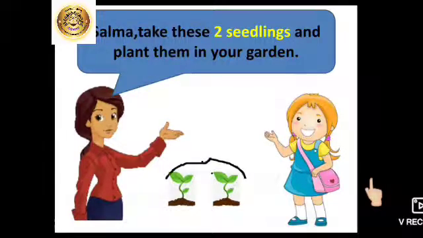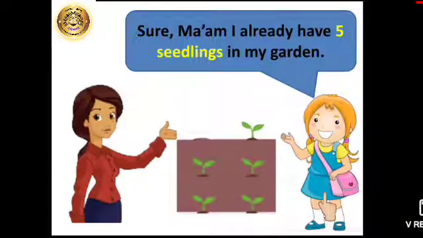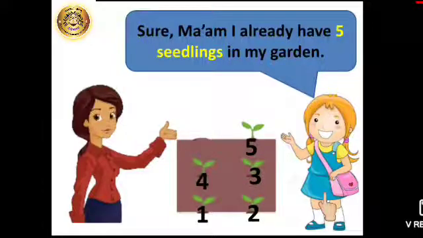We have here two seedlings, that is 1, 2. The teacher is telling her to plant them in her garden. Salma says, "Sure ma'am, I already have 5 seedlings in my garden." Let's count: 1, 2, 3, 4, 5. Salma has 5 seedlings in her garden.